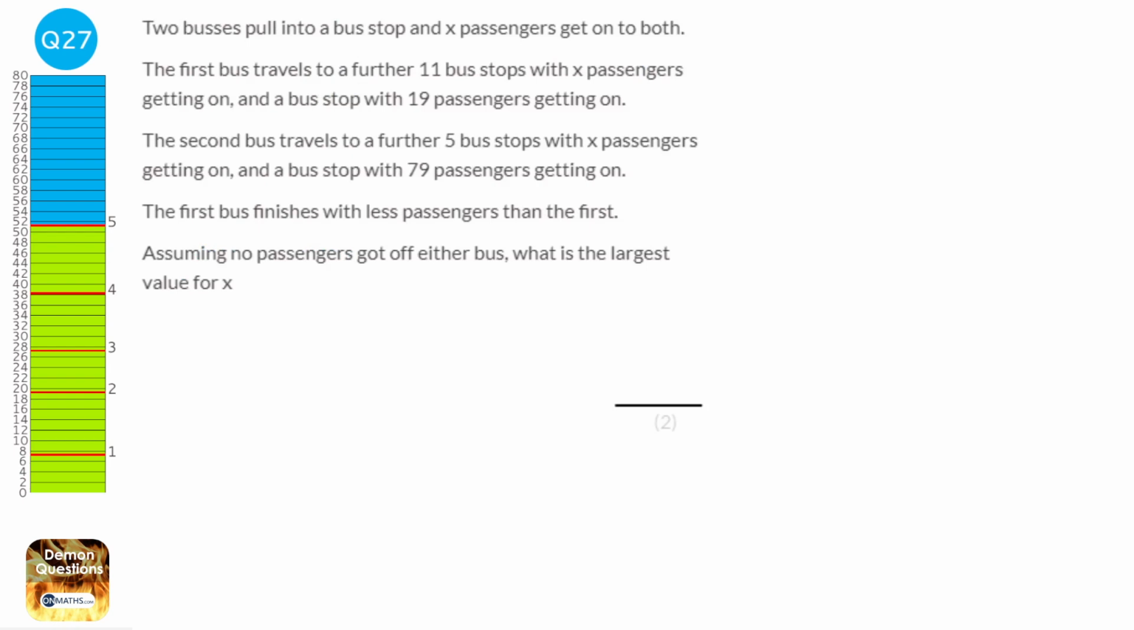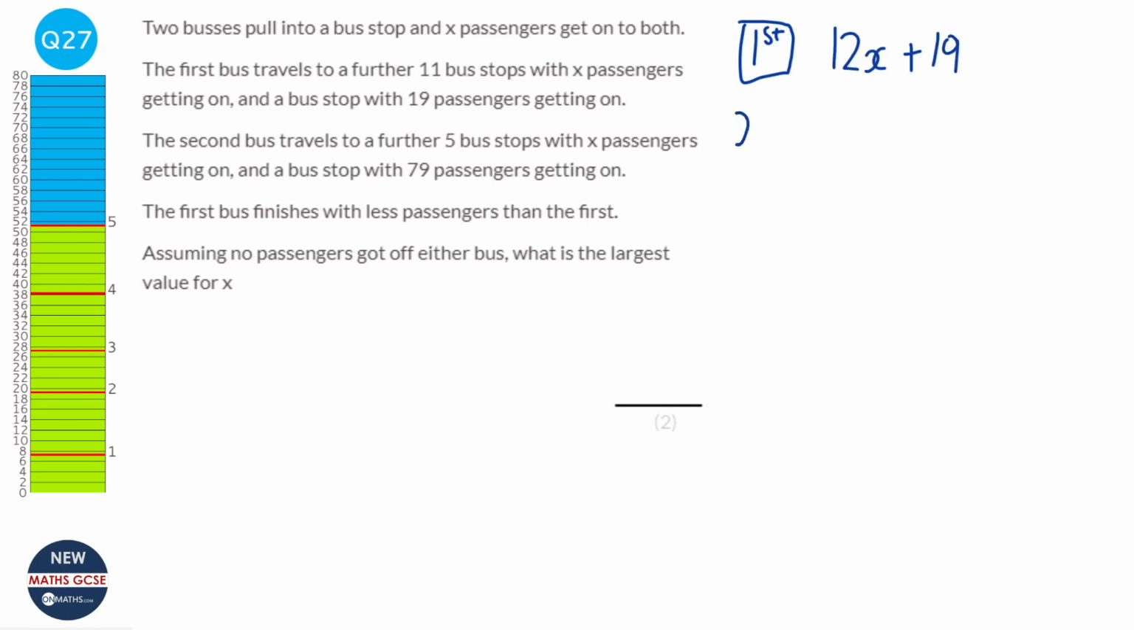So we're going to write an expression for the amount of people on the first bus. They started with X passengers and they've gone to 11 bus stops with X passengers, so altogether that is 12X. So we have the first bus, and we've got 12X. And then on the last bus stop, 19 passengers get on, so plus 19. For the second bus, we start with X and a further 5X come on, because 5 bus stops with X passengers, so that's 6X altogether. And then 79 get on.